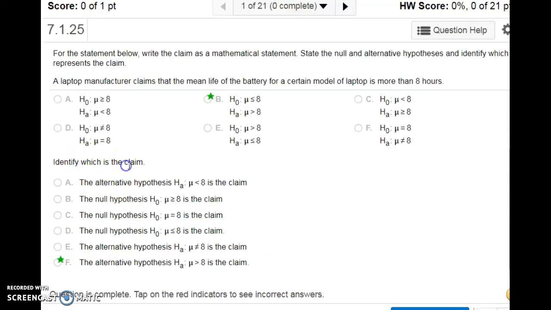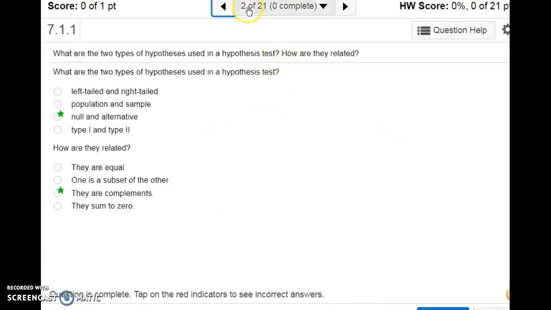So when you're asking about which of the hypothesis tests are the claim, it's dependent upon the problem. And it's definitely the alternative in this case, because that matches the claim that the mean is more than 8 hours. Number 2, I'm just basically working with definitions here.